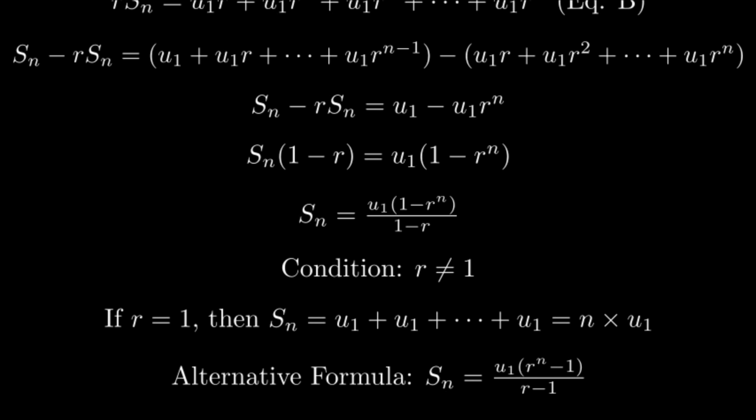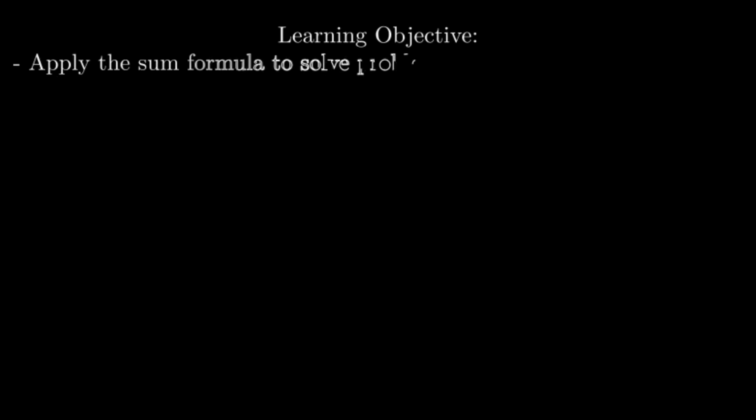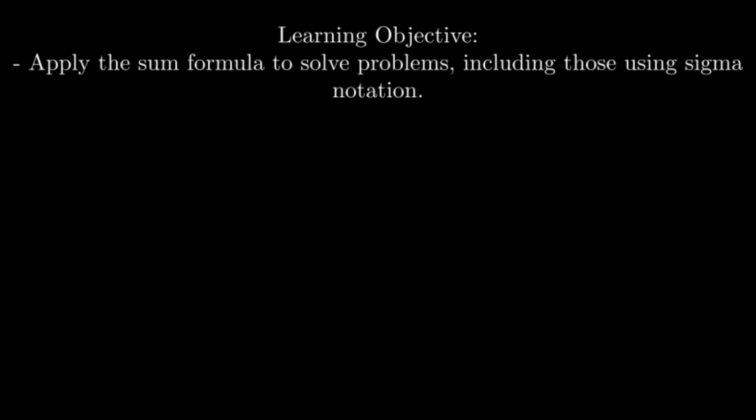Great. We've derived the formula and understood its conditions. We have met our first objective. Now let's move to the second and apply it. Now that we have the formula for the sum of a geometric series, let's put it into practice. Our objective is to apply this sum formula to solve problems, and we'll specifically look at how to handle sigma notation. Let's start with a direct application.